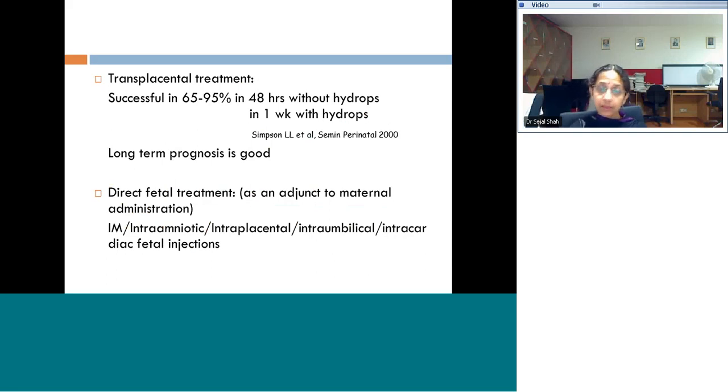If the baby does not respond to transplacental treatment and you are ending up in a prehydropic or a hydropic state, then you should consider direct fetal treatment in terms of IM injections or intraumbilical injections.